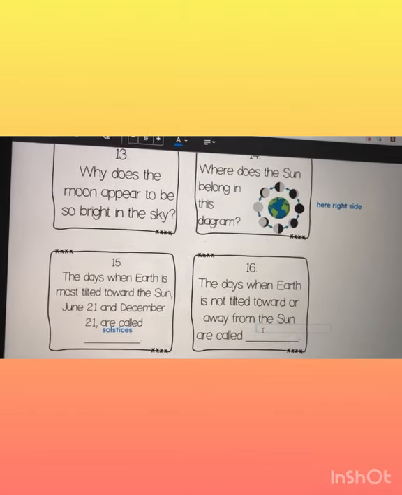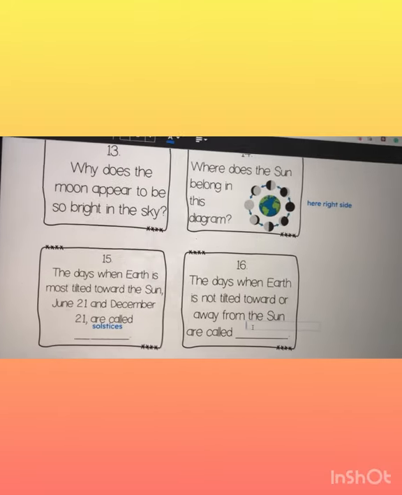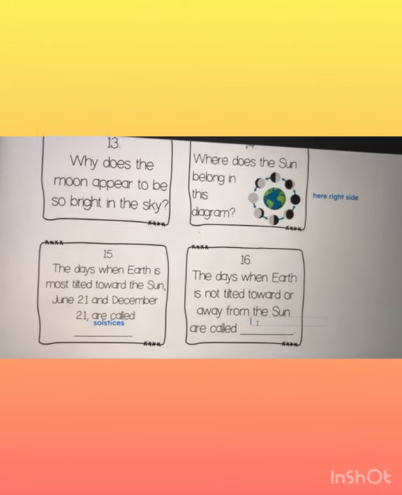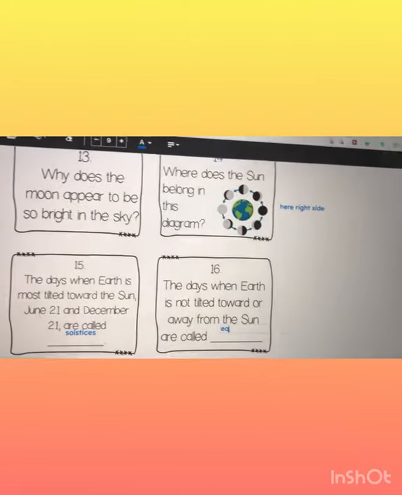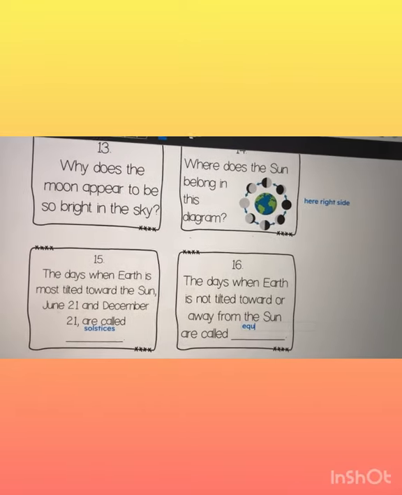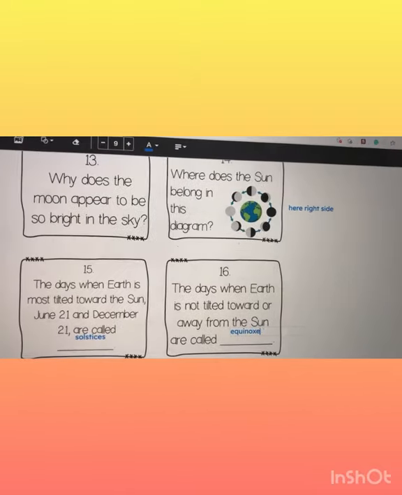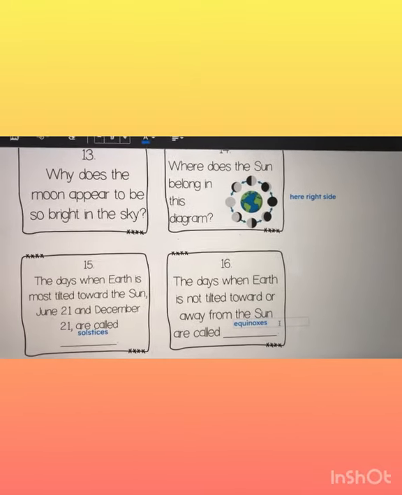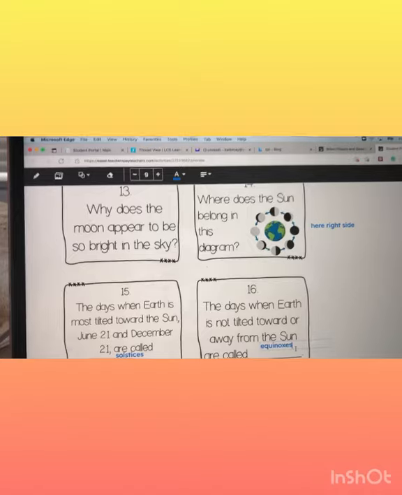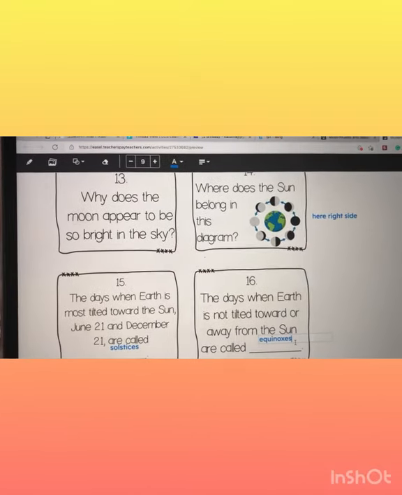And then when the earth is not tilted toward or away from the sun, what are they called then? And this is when you can use your dictionaries. The equinoxes. So we've gone through 16 of the 30 questions.